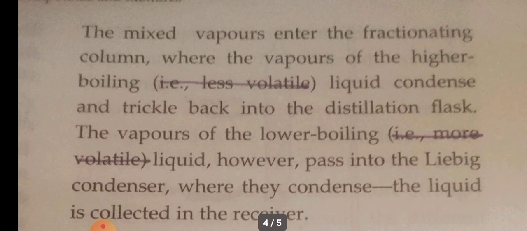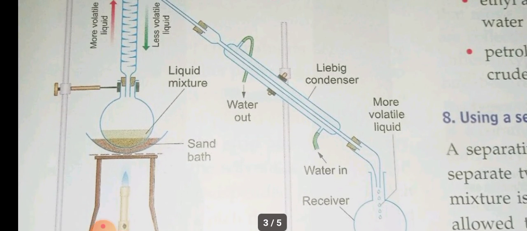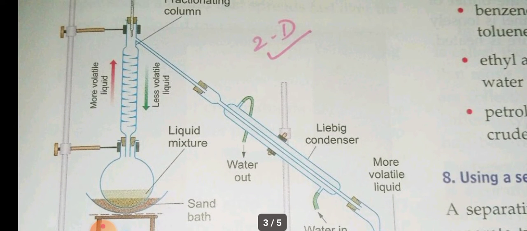Do you understand what is given here? The vapors of the lower boiling liquid, however, pass into the Liebig condenser, where they condense, and the liquid is collected in the receiver. So the mixed vapors will enter into the fractionating column, and there the liquid which has a higher boiling point will once again enter into the distillation flask, while the vapors of the liquid boiling at a low temperature will be sent to the Liebig condenser.